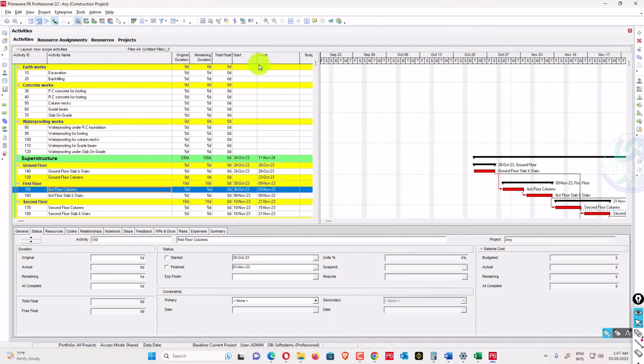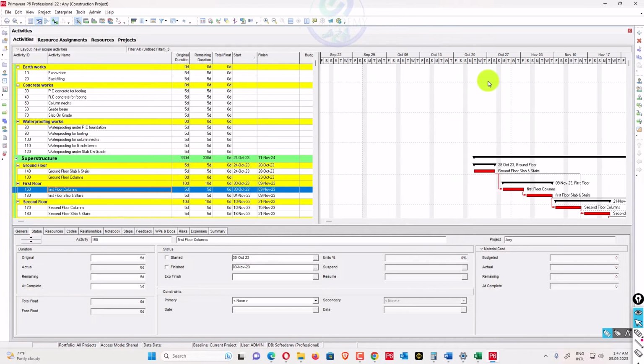If you want to do it manually, you have to remove all your grouping and sorting. You have to see which month has a lot of resource allocation. For example, October has a lot of resource allocation. So you can shift that manpower to the next month by assigning a lag or changing the relationship.